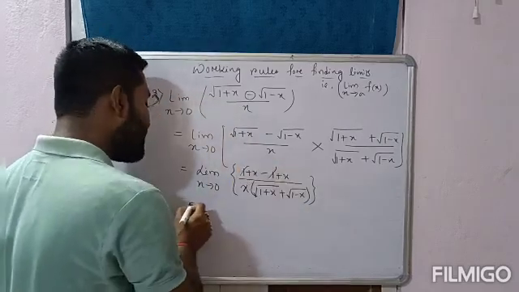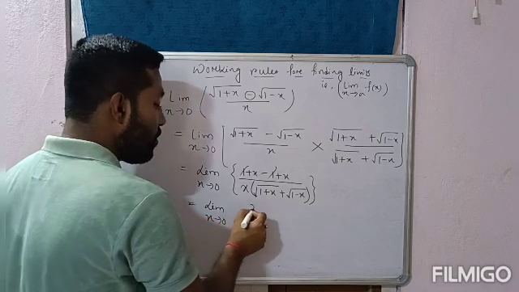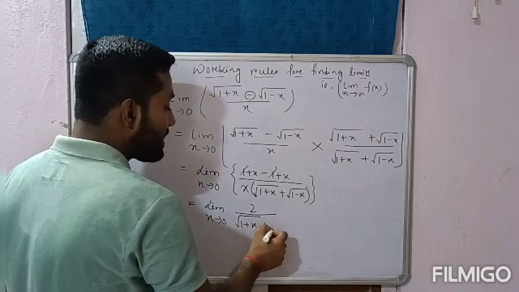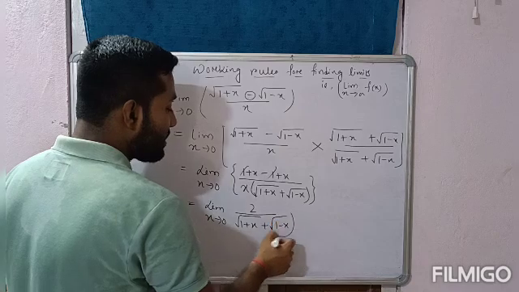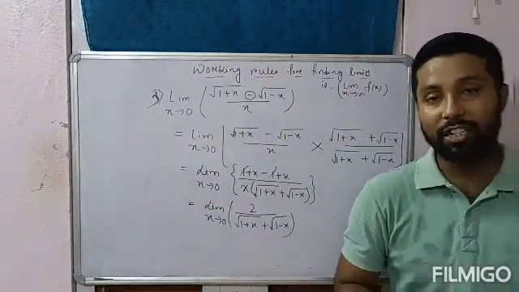So we can eliminate x from the numerator and denominator. So limit x tends to 0, it is 2 by under root 1 plus x plus under root 1 minus x. तो ये मिलेगा after simplification or after rationalization.